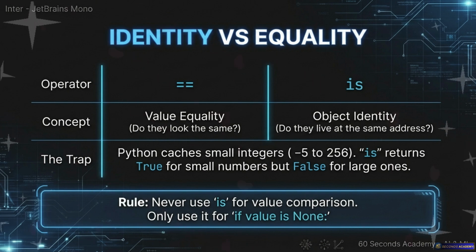Okay. But the keyword is? Yep. is checks for identity. It's asking a much stricter question. It asks, are these the exact same object in memory? Do they live at the same address? In C terms, do the pointers store the same memory address?